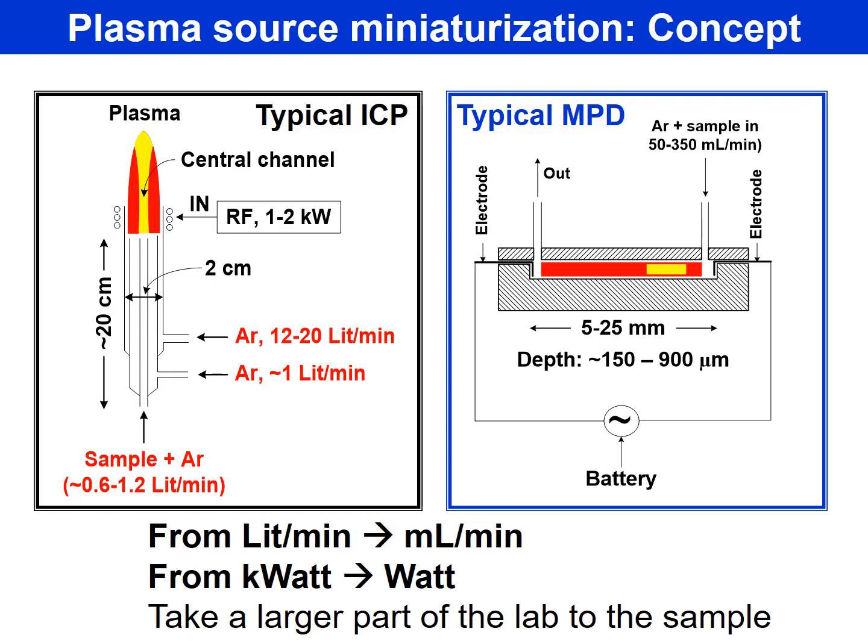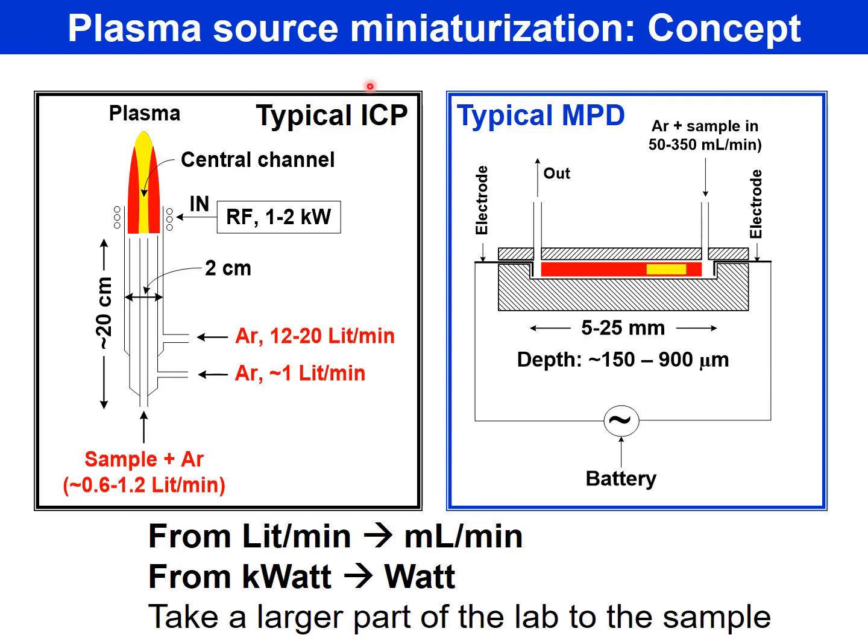The length of the torch is about 20 centimeters. So we want to go from liters per minute, as is with a typical ICP. These inductively coupled plasmas are widely used in environmental analysis laboratories. There are probably more than 100,000 systems in use worldwide. The typical cost will be $100,000 or more, depending on how many accessories one equips their ICP.